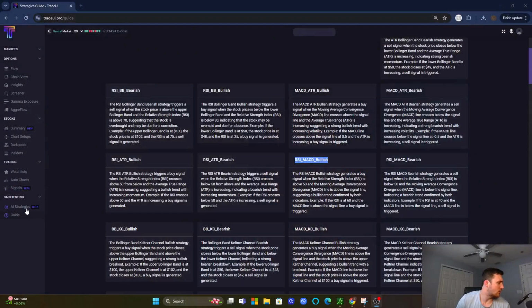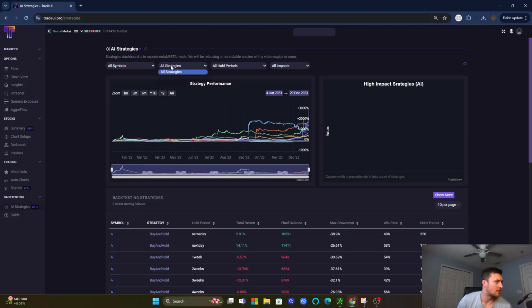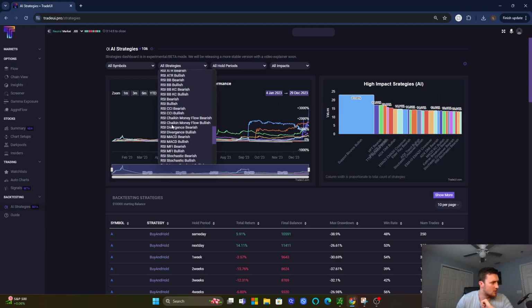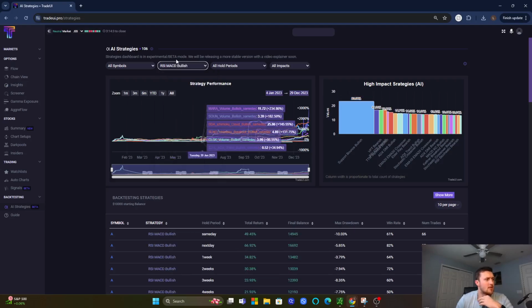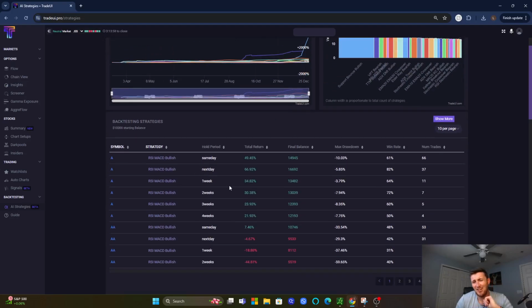But before I find different charts that are potentially sensitive to this strategy, why don't I just go to TradeUI's AI strategies, and then filter by strategy the indicator that I want to use for trading. So if I go to all strategies, I want to look for the RSI MACD crossover. And right here, I say RSI MACD bullish. If I filter by that, that's going to give me some great examples down here in our backtesting data to figure out what are some good stocks that are sensitive to this.